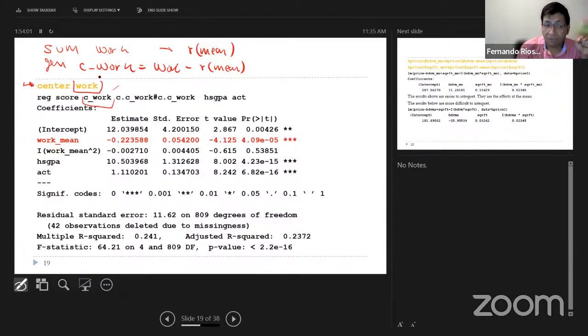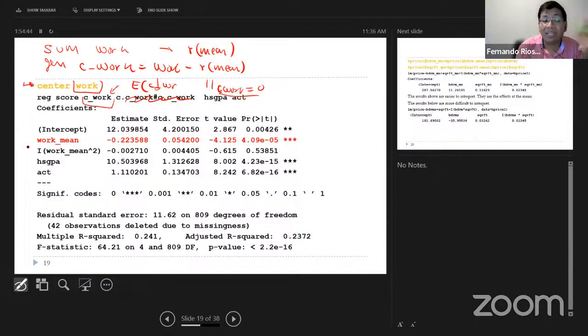If you apply this on your own computers, you're going to see that now the average of C work is equal to 0, but the variance is going to be the same as the variance of work. So we're doing just this shifting of the variable. And now here, instead of interacting work, I'm going to interact C work. Now this is going to be important because if I take the expected value of C work, or if I evaluate this at the means, the mean of C work is equal to 0. So this effect at the means is going to be equal to 0.